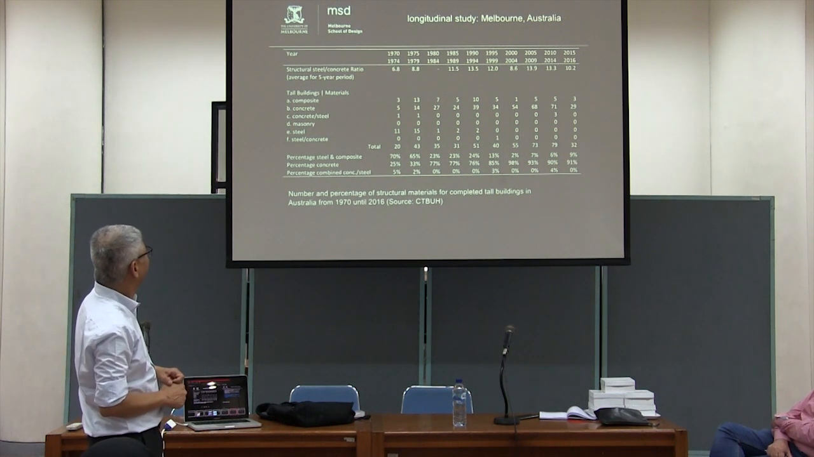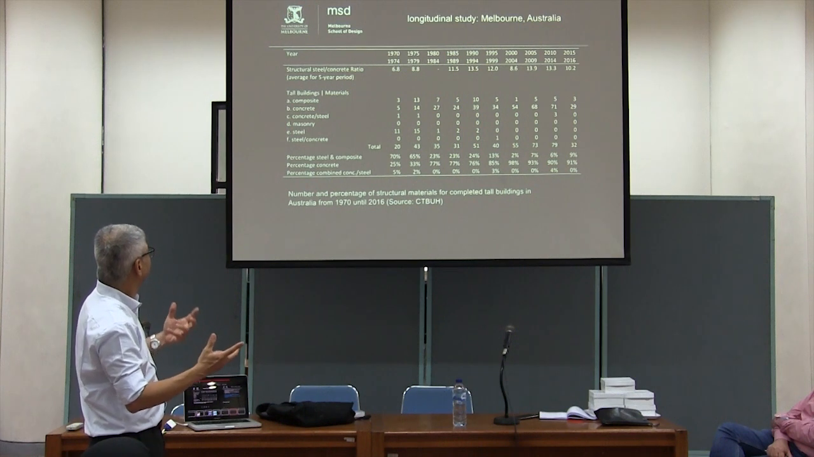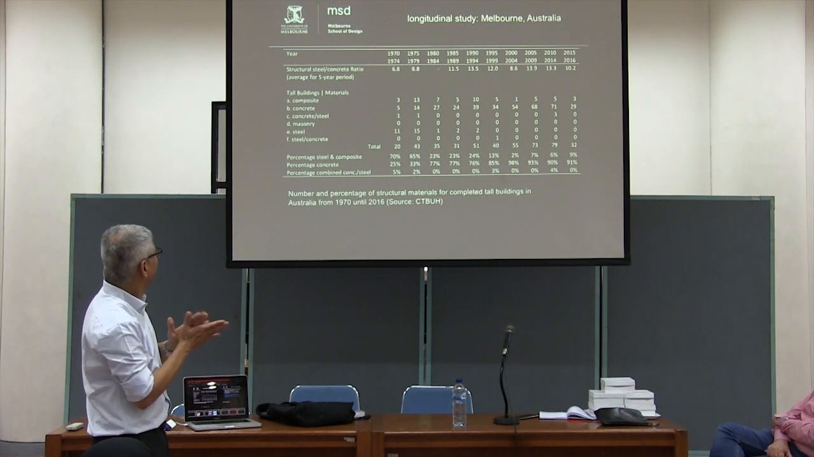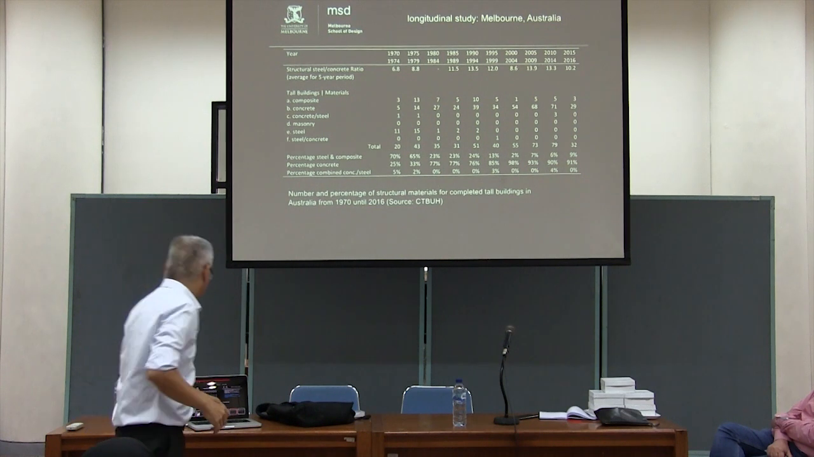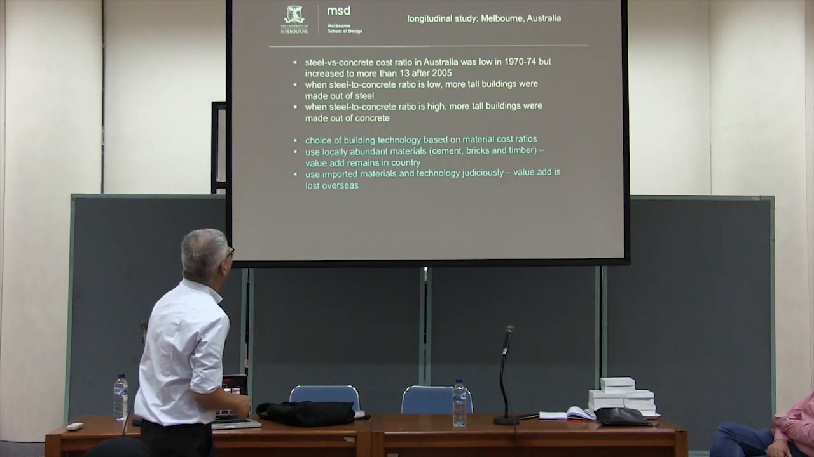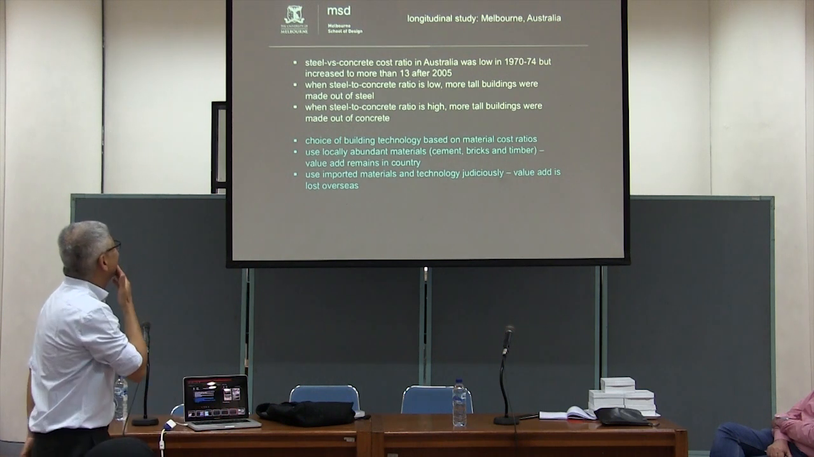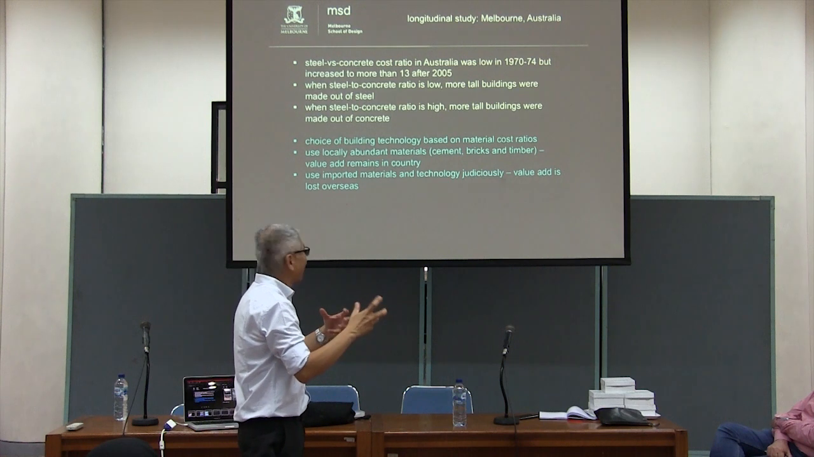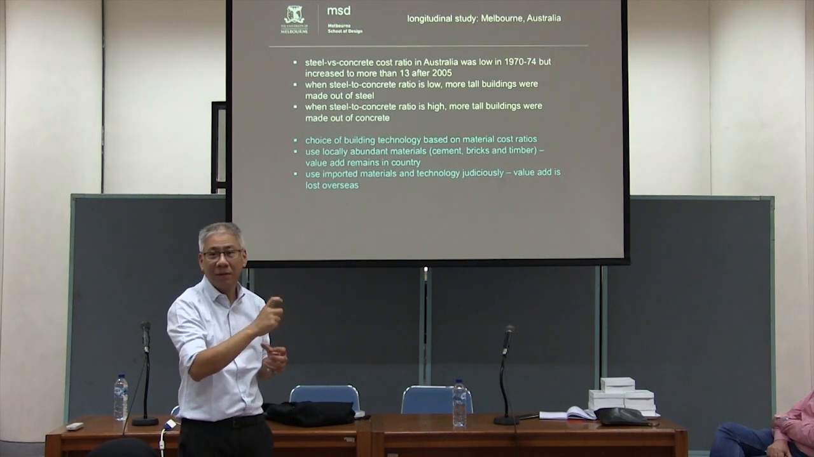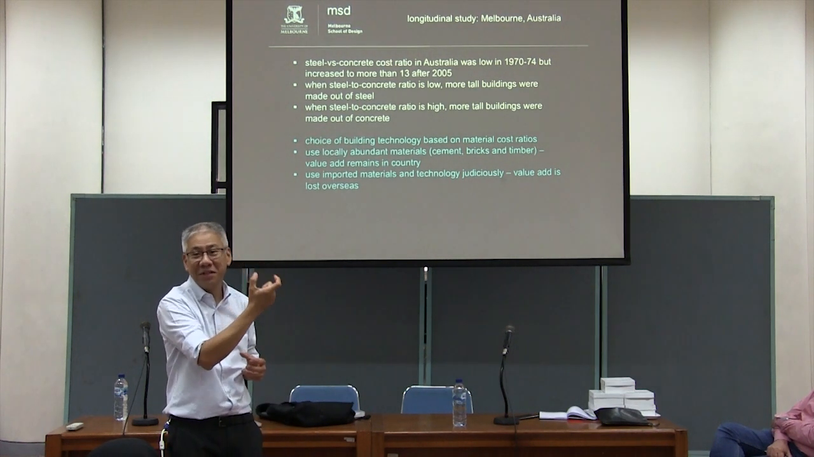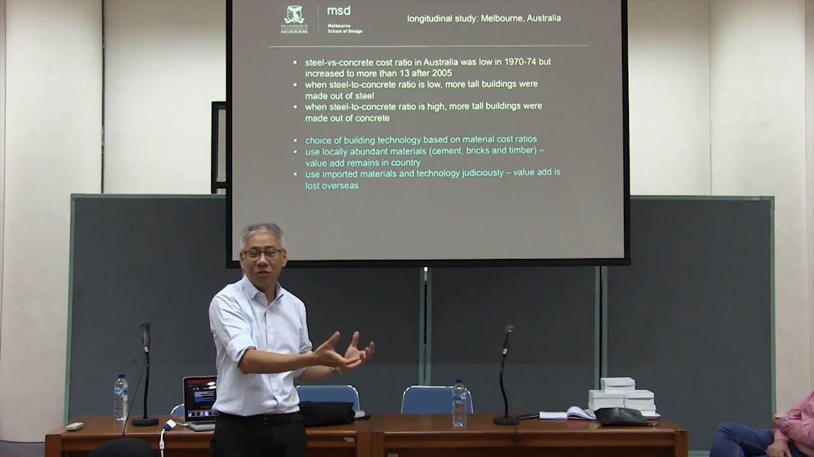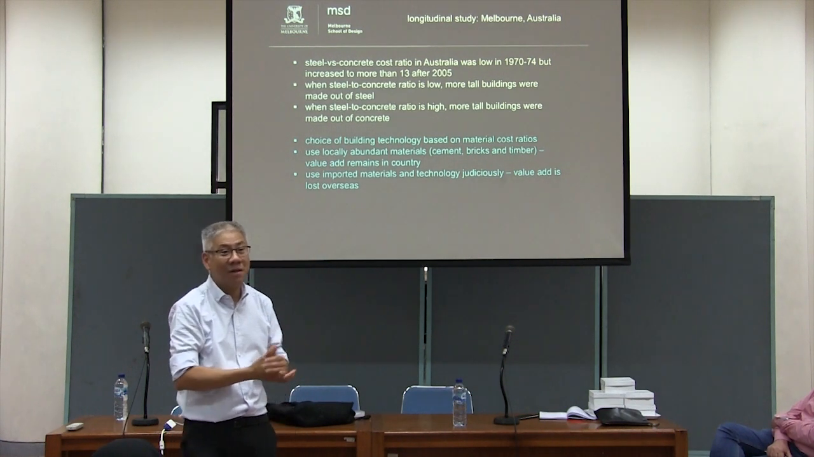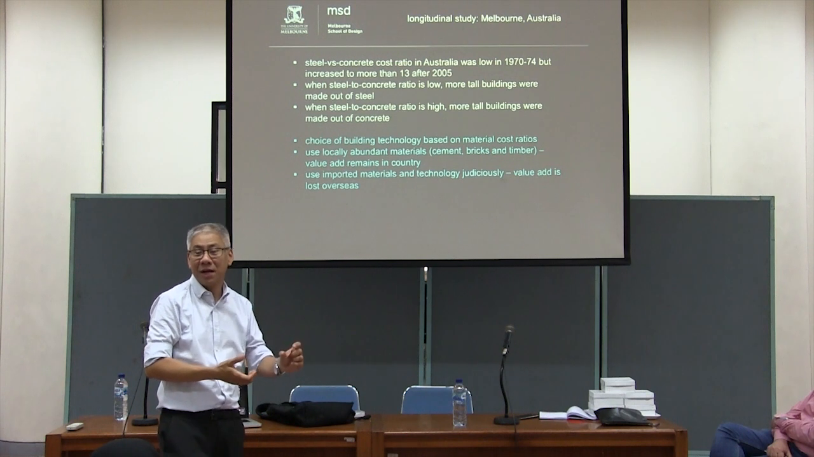Is there a tipping point? Around 10? 10 or 12? I don't know. The answer is on the next slide. 13. Okay. Steel versus concrete ratio was low, but after 13, it flipped. So there is a magic number for Australia. We can work together and work out the magic number for you guys.